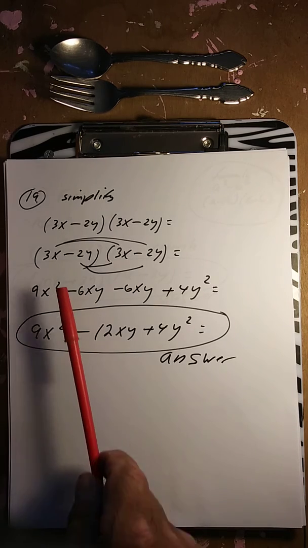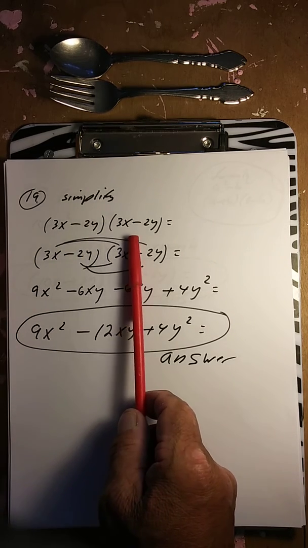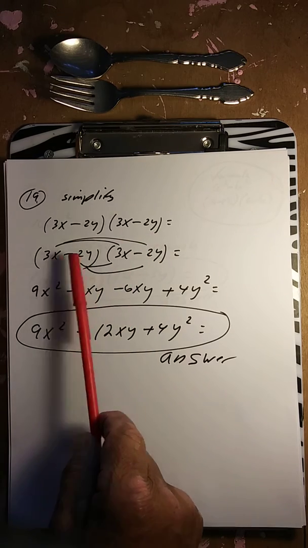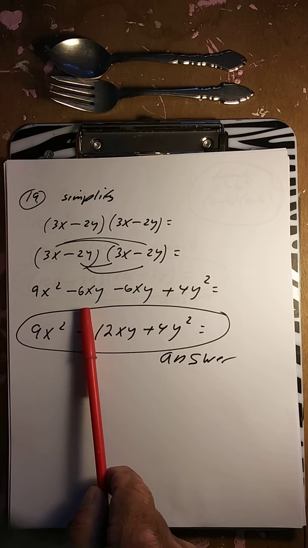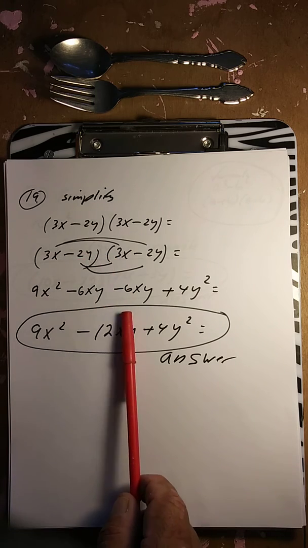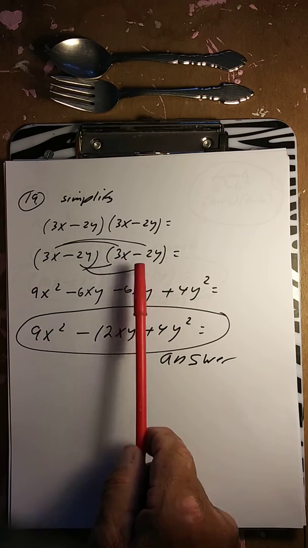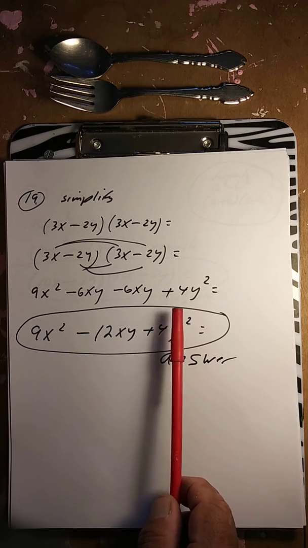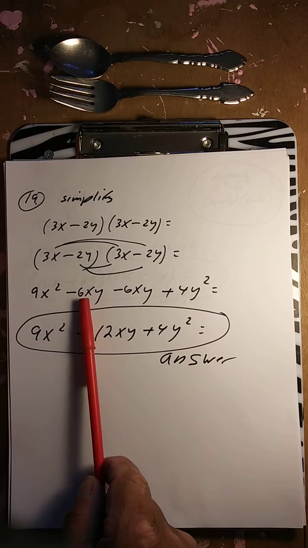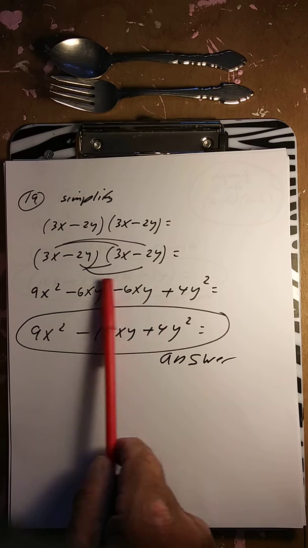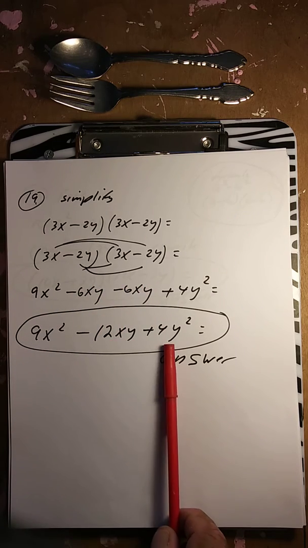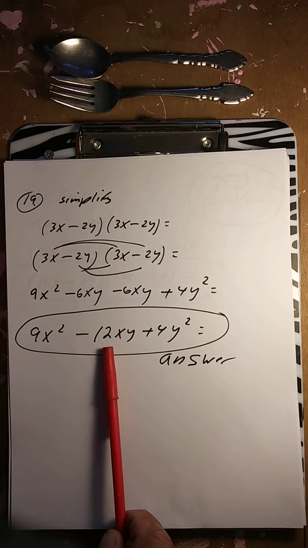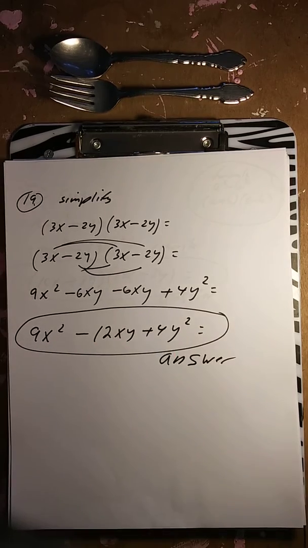Simplify this. 3x minus 2y, 3x minus 2y. Again, 3x times 3x, 9x squared. That times that is a negative 6xy. This times this is a negative 6xy. And negative times a negative is a positive 4y squared. Notice negative 6 and negative 6, add them together. They don't cancel. So it's going to be 9x squared minus 12xy plus 4y squared.